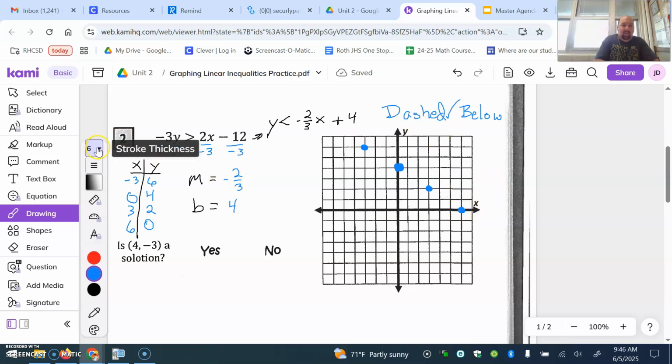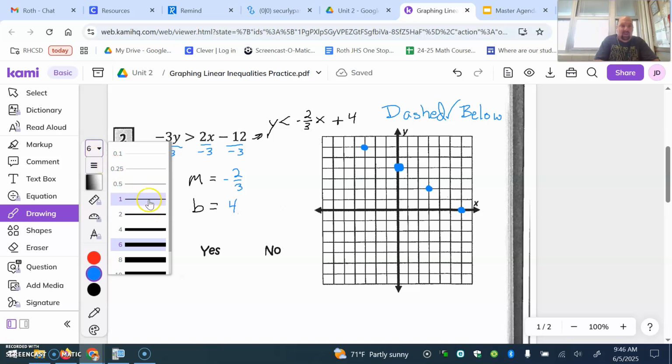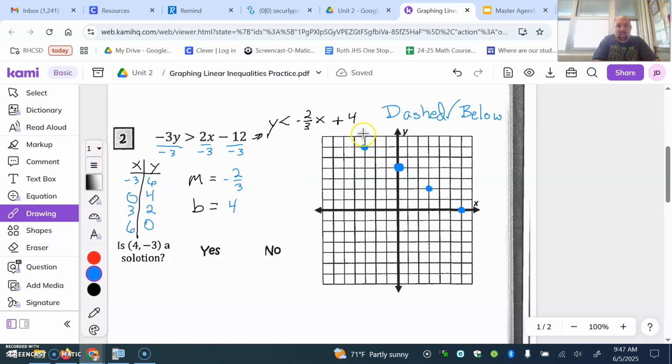All right, so now I got to make a dashed line or a dotted line. I actually have a dashed line or a dotted line tool, but I'm going to use my other strategy here. I'm just going to put a dash through each of these. Do not just leave them as the points. Put a little dash through each one in the direction that this is flowing. And then I got a shade below, so that's this direction. All right, there you go.